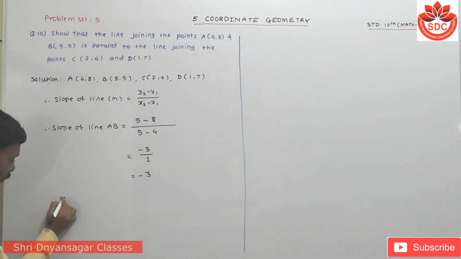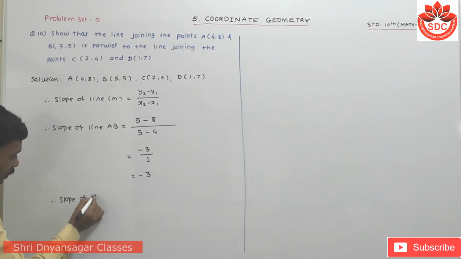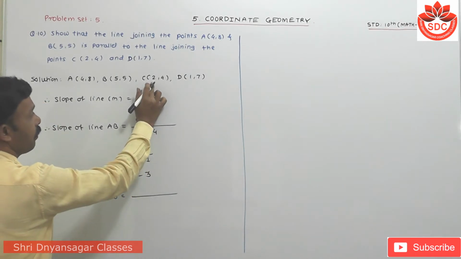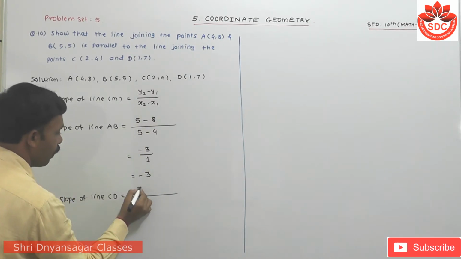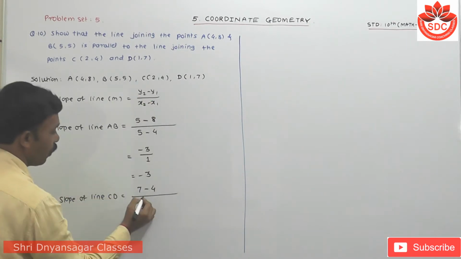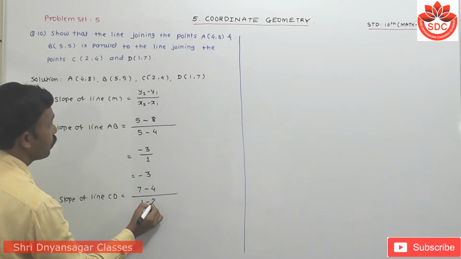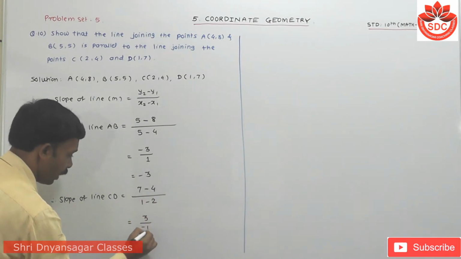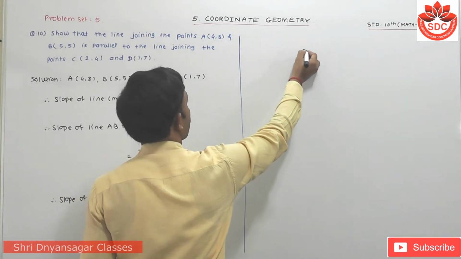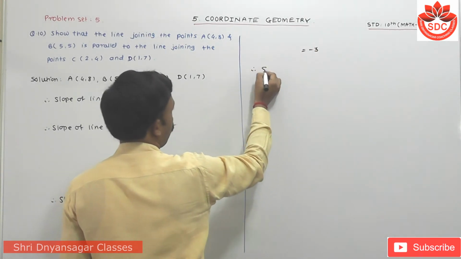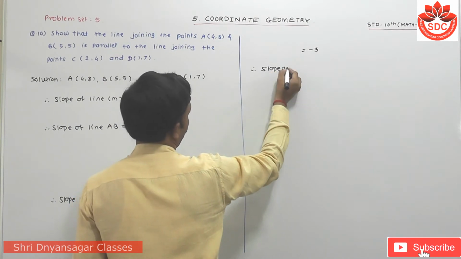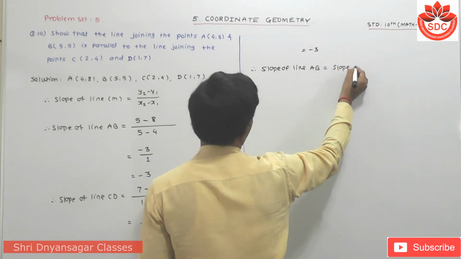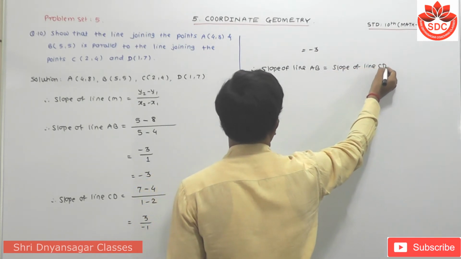Then we have to find out the slope of the other line, the slope of line CD, again using this formula. Consider x1, y1, x2, y2. At that time y2 is 7 minus 4 upon 1 minus 2. Then this subtraction becomes 7 minus 4, which is 3, upon minus 1. This means the slope is equal to minus 3. Therefore, slope of line AB is equal to slope of line CD.